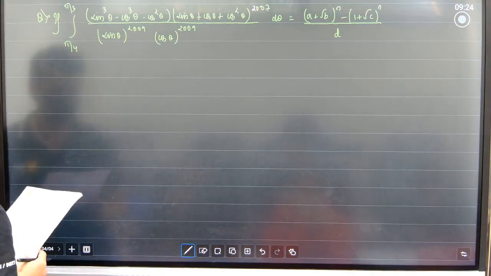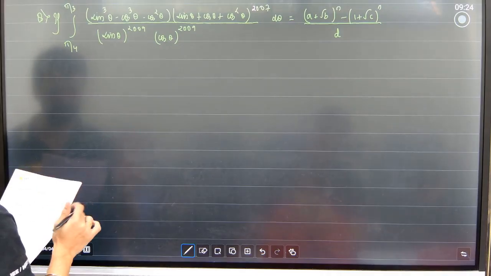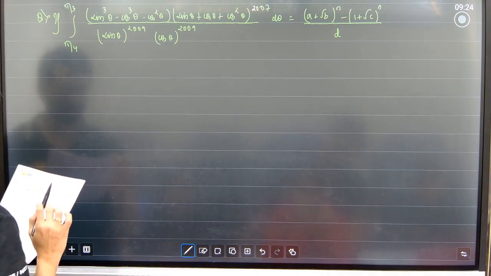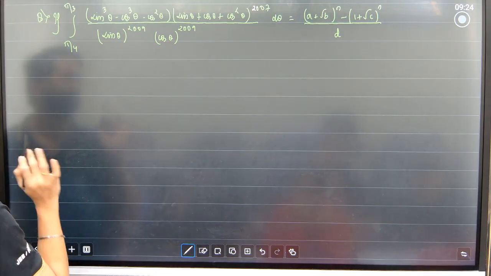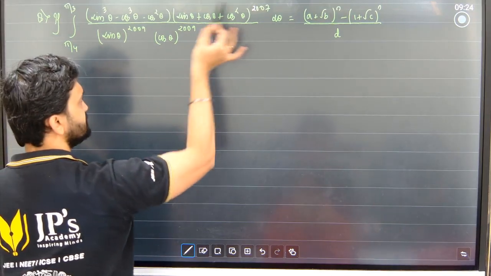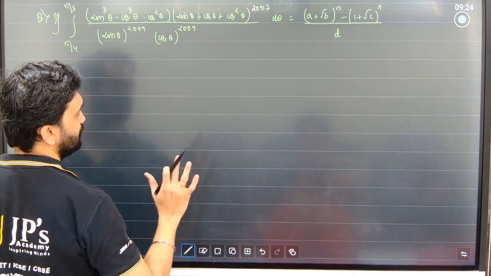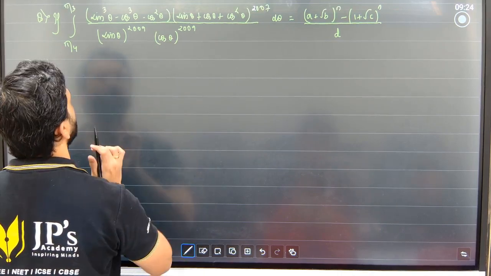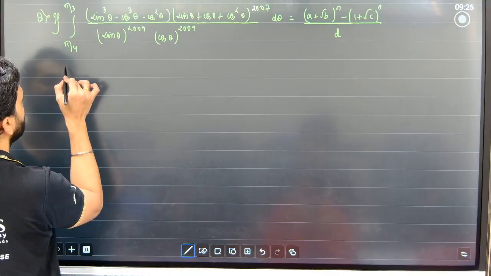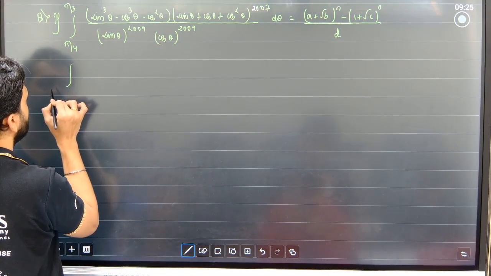Now I know one thing for sure, that this is the question given to me. Sin theta raised to 2009, cos theta raised to 2009. Here it is 2007, here it is 2009. Let's try to make it same. Now how do I make it same? I will approach like this.